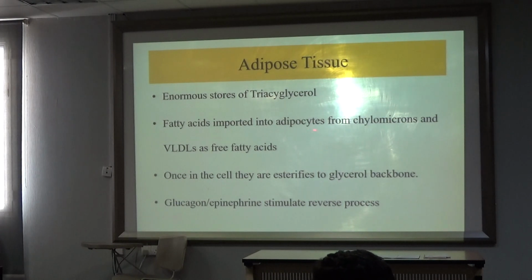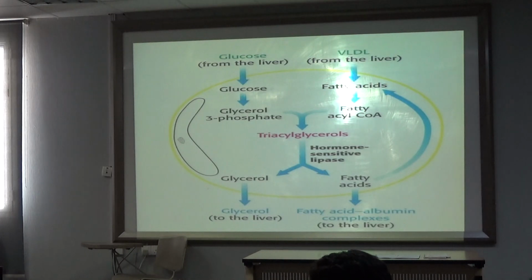Fat is imported into the adipocyte from chylomicrons and VLDL, and once in the cell they are esterified into the glycerol backbone, and glucagon and epinephrine stimulate the response of this. So here is the glucose coming from the blood, VLDL, fatty acid, and in the adipose tissue it makes TGs, and hormone-sensitive lipase breaks them into glycerol and fatty acid, and then again into the blood. So this is the cycle.